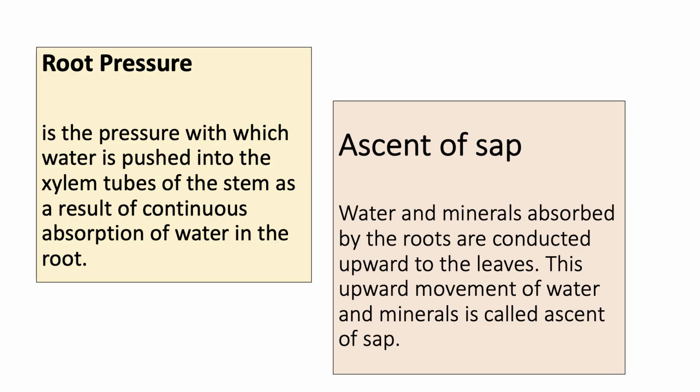Root pressure is the pressure with which water is pushed into the xylem tubes of the stem as a result of continuous absorption of water in the root. The water and minerals absorbed by the roots are conducted upward to the leaves and to other parts of the plant. This upward movement of water and minerals is called ascent of sap.